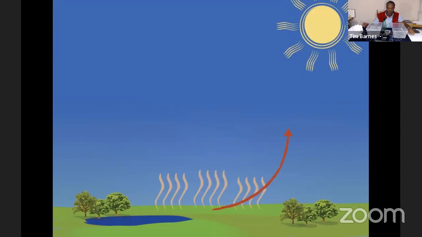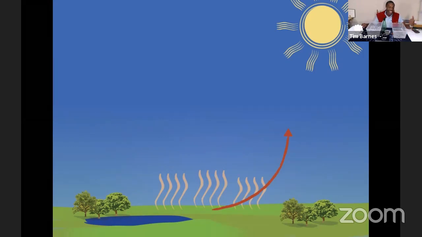Can you see the squiggly lines on the bottom? Those don't really happen. That's just to show heat rising. You can't see it, but sometimes the air looks kind of wavy, so that's what the squiggly lines are.